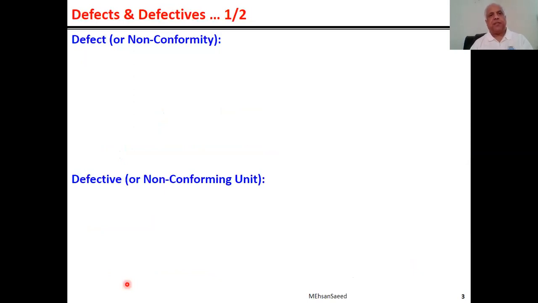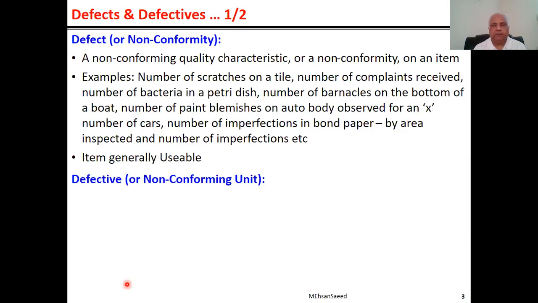The next concept is the defect and defective. Well, one could say that defect is a noun and defective is an adjective. Yes, but it has a slightly different connotation in the realm of control charts. Defect is any abnormality, any aberration, any shortcoming in anything, in any item, any deliverable. And here there are countless examples mentioned over here of what a defect is. If an item has a defect, it becomes defective or a non-conforming item.